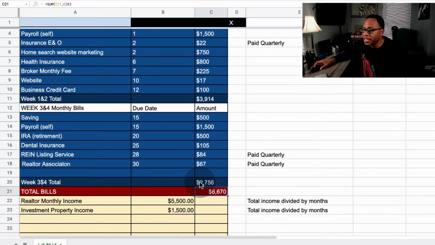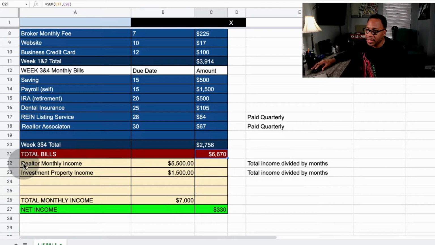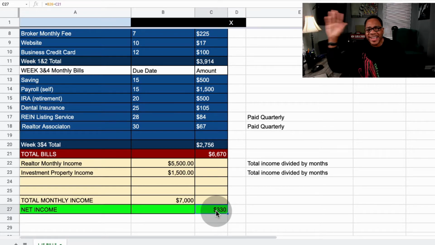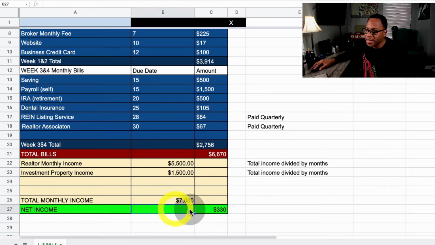Then what I have is my income. So as a real estate agent, I have my monthly income here. I have my investment property income here, and my total income is there. Then I take my total income and I subtract my total bills from it, and that makes my net income. So you're saying, Sean, you only have $330 left over when you pay all your bills? Watch this. That $330 is going to look better once I explain what I'm actually doing.